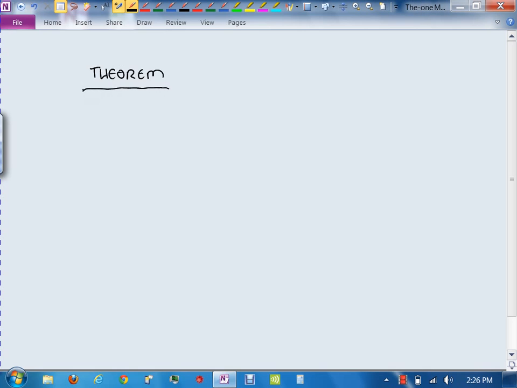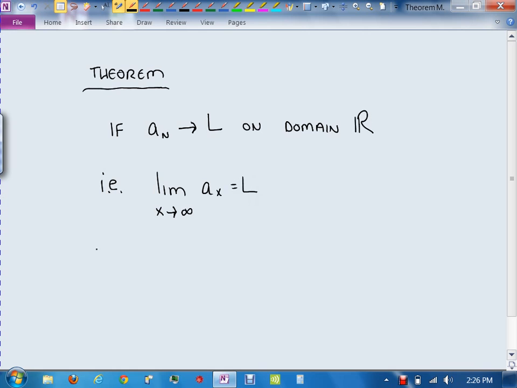This theorem is pretty intuitive. It makes sense once you see it. If a sub n converges to L on domain R, in other words, if the limit as x goes to infinity of a sub x equals L, then the limit as n goes to infinity of a sub n must equal L.